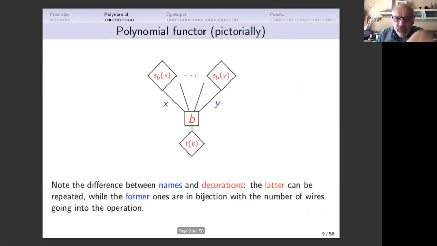So maybe we should move directly here. This polynomial functor features operations that have a number of inputs and just one output. So they are many to one, just like the pictures that I showed you before. They always had only one target and several sources. Okay, and each of the target and the sources has a color. So that's what the set I is about.